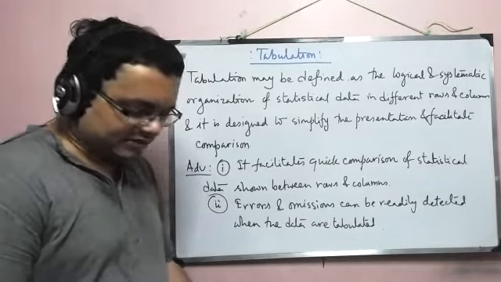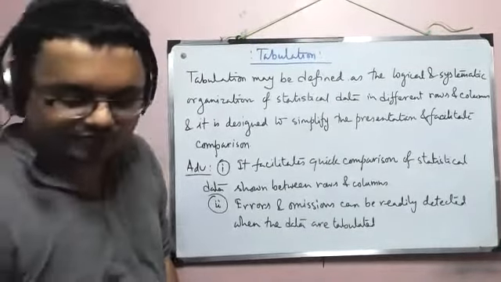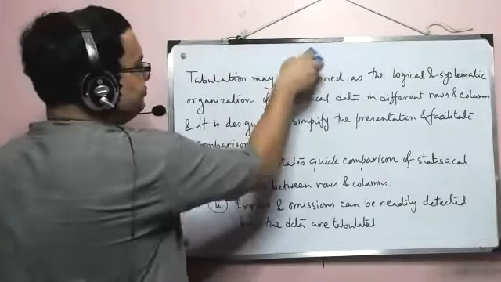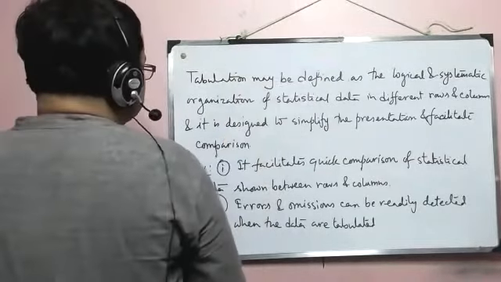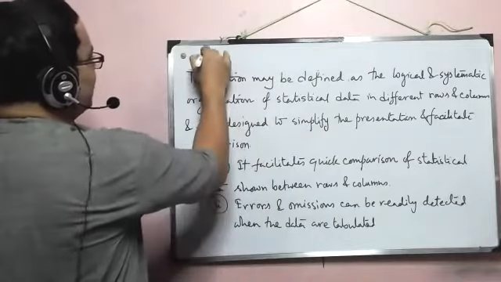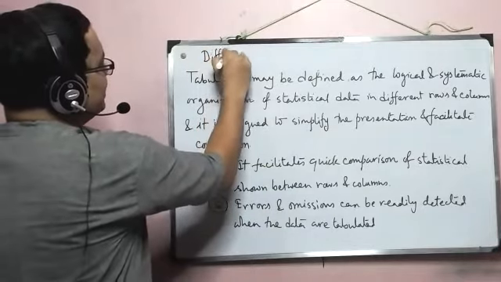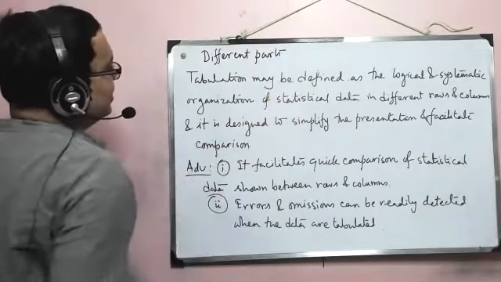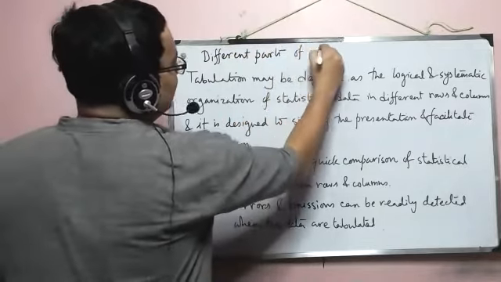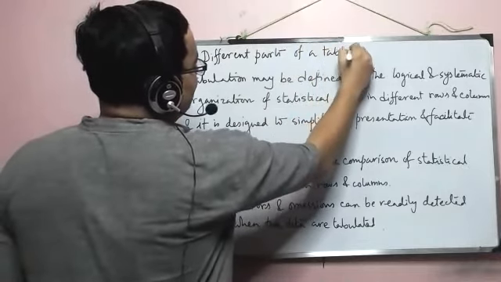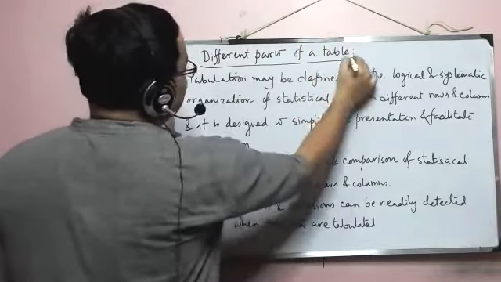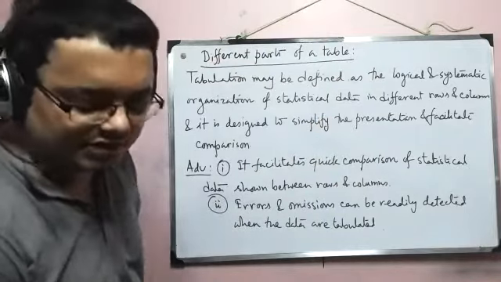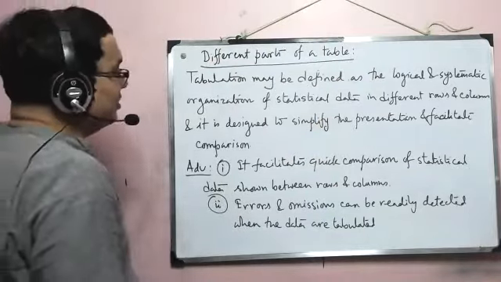Okay, so let us now go to the important part, which is called different parts of a table. And this is the most important part that you learn, because as I said, given statistical data, we can easily construct 2 or 3 types of table, and it will be very hard to compare which one is better because there is no such rule.